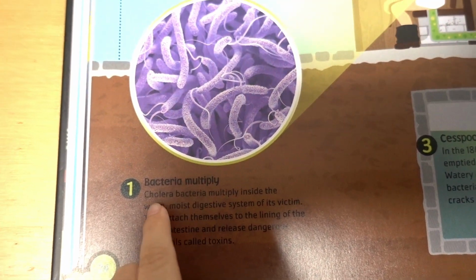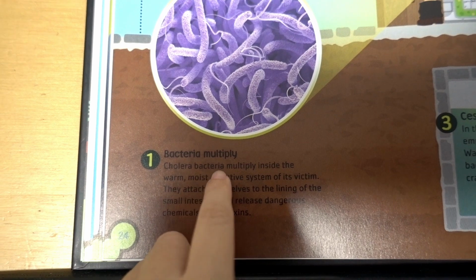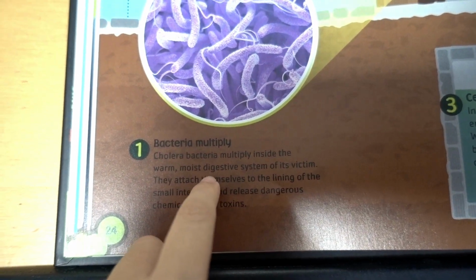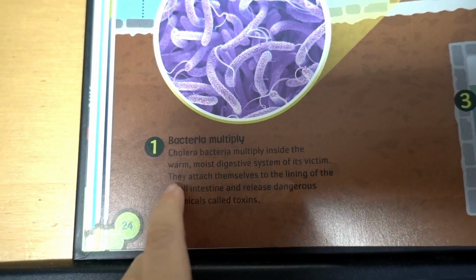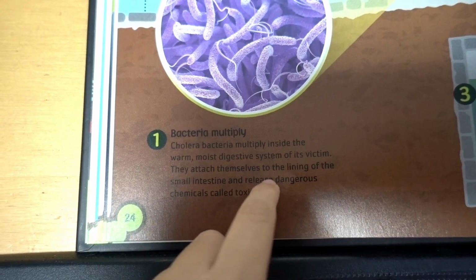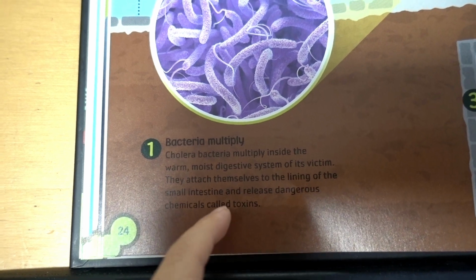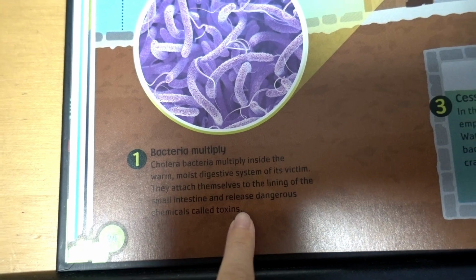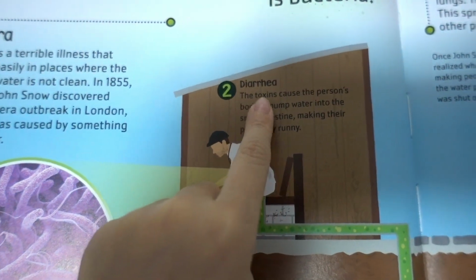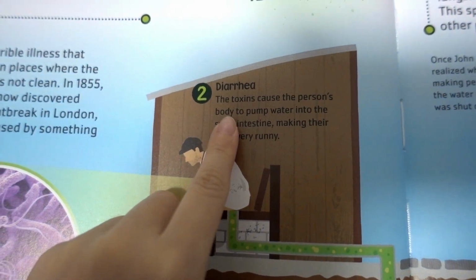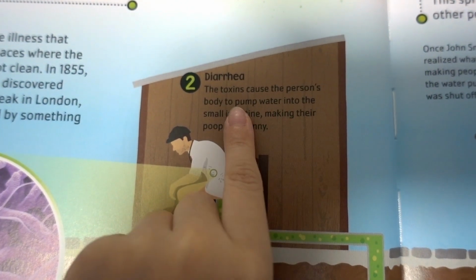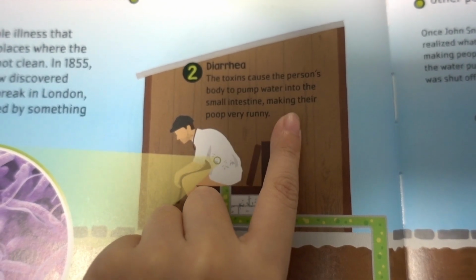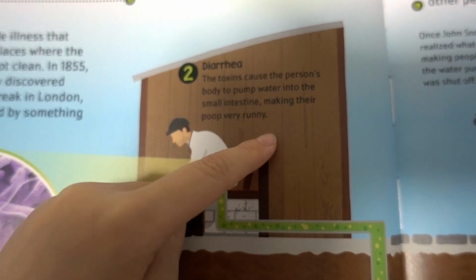Bacteria multiply. Cholera bacteria multiply inside the warm, moist digestive system of its victim. They attach themselves to the lining of the small intestine and release dangerous chemicals called toxins. Diarrhea. The toxins cause the person's body to pump water into the small intestine, making their poop very runny.